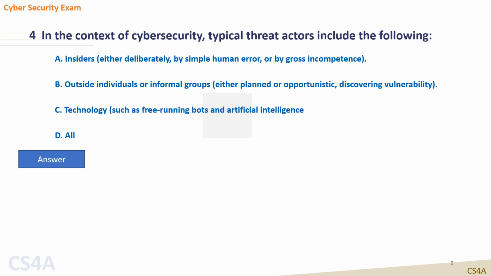So here the question is, in the context of cybersecurity, typical threat actors include the following: insider, outsider, technology, or all. So as per the context of cybersecurity, all of the three options are considered threat actors.